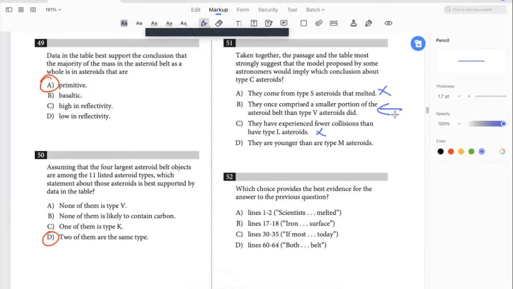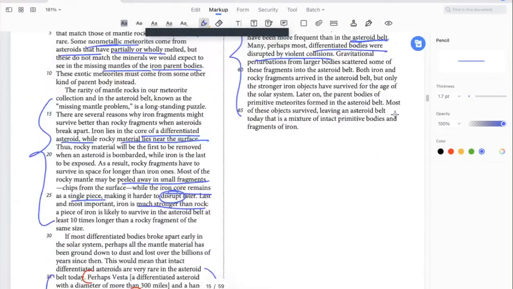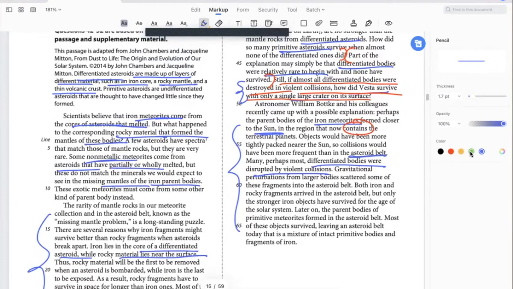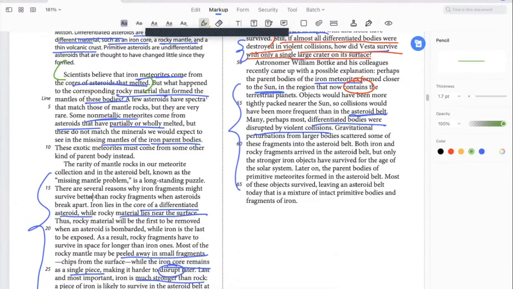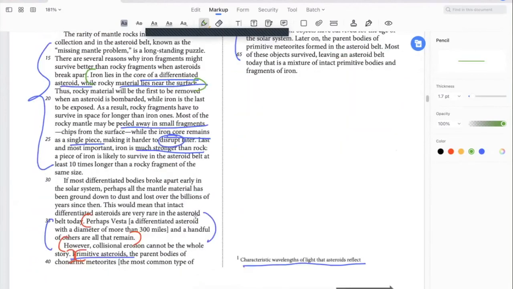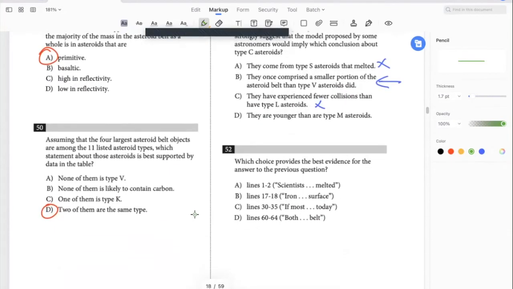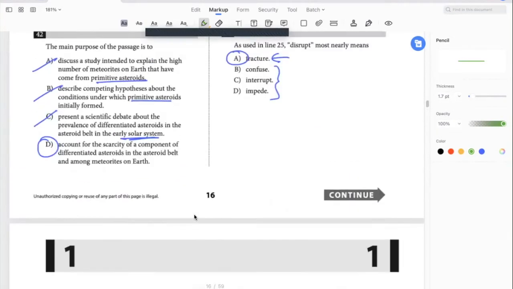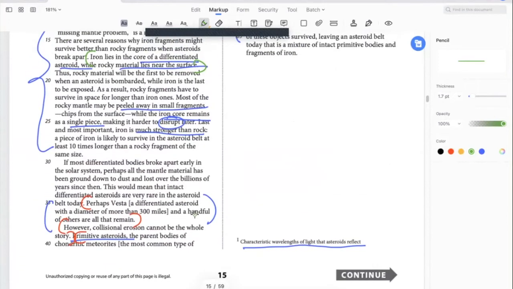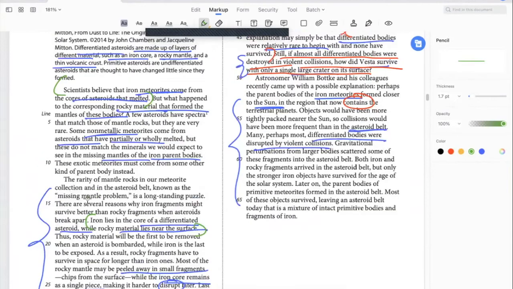Okay, let's work with the line numbers 1 to 2, 17 to 18, 30 to 35, 60 to 64.